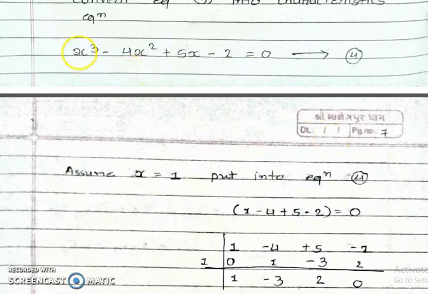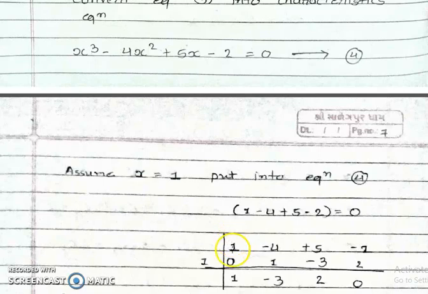So we get 1 minus 4 plus 5 minus 2 equal to 0. So we get the right hand side equal to 0 when we put x equal to 1 into this equation. So we find the second root. Use this method to find the second root.